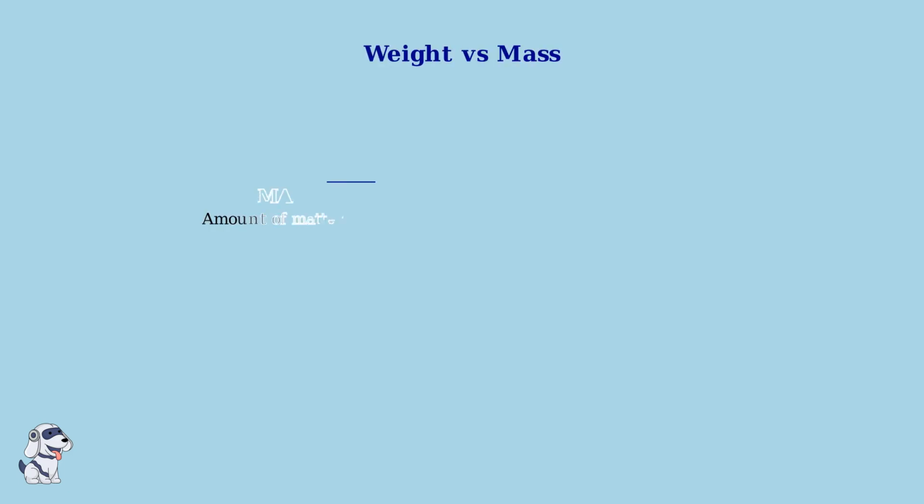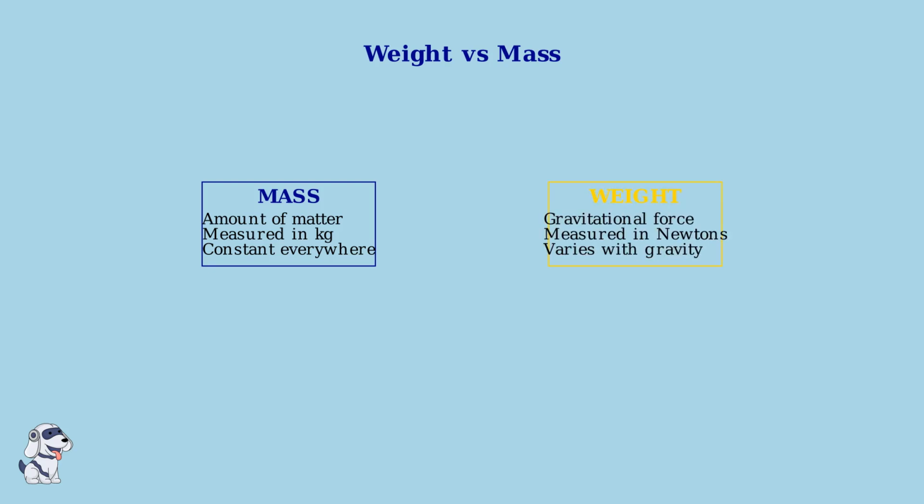It's important to understand that weight and mass are different. Mass is the amount of matter in an object, while weight is the gravitational force acting on that mass. The formula for weight is mass times gravitational acceleration. On Earth, this is your mass multiplied by 9.8 meters per second squared.